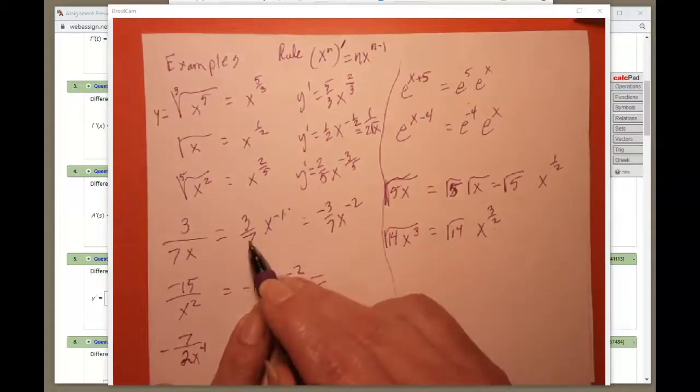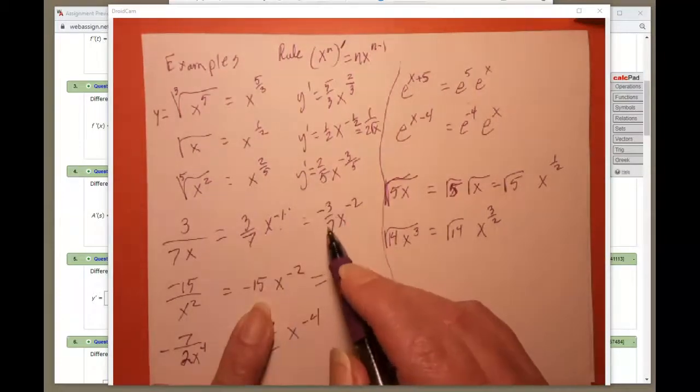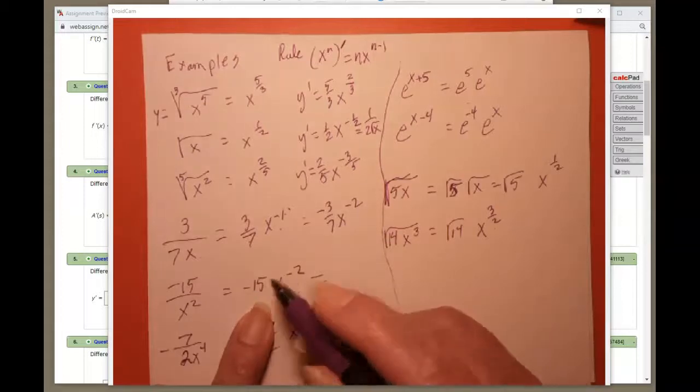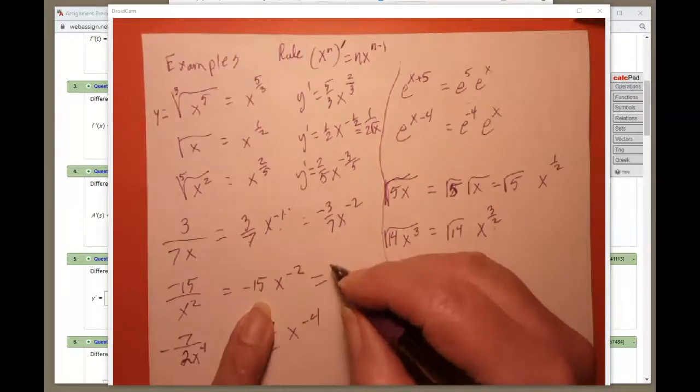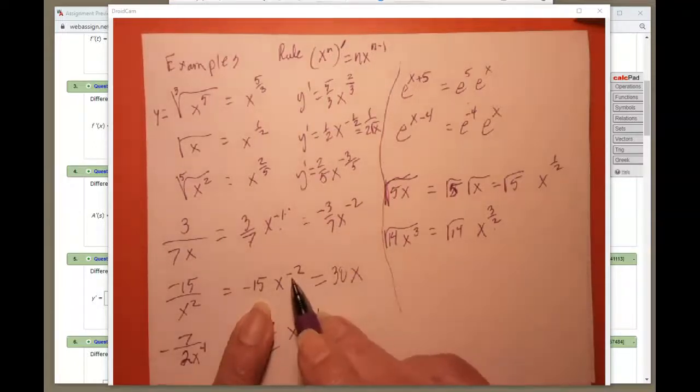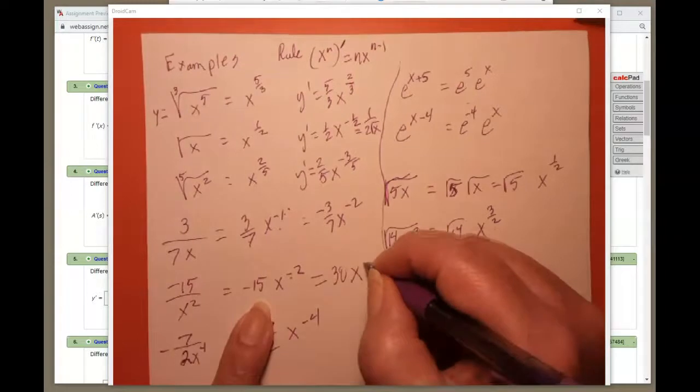This is the constant times the function rule. It'll be the constant times the derivative of the function. So negative 2 times negative 15 will give me, that's 30, I believe, x. Now be careful when you have negative, because it's negative 2 minus 1, which gives me negative 3.